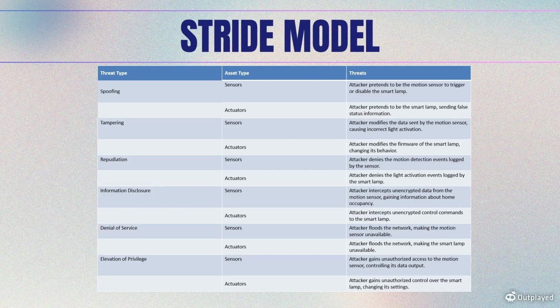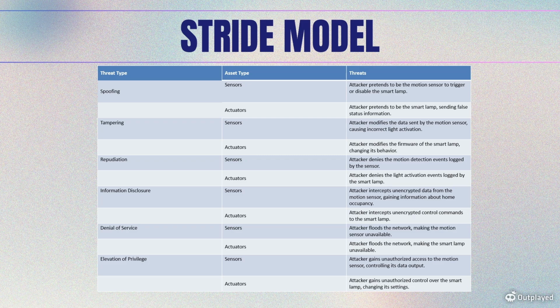Next, the STRIDE model. We have spoofing firstly. For sensors, the attacker pretends to be the motion sensor to trigger or disable the smart lamp. While for actuators, the attacker pretends to be the smart lamp, sending false information. Next, tampering. For sensors, the attacker modifies the data sent by the motion sensor, causing incorrect light activation. Next, actuators. The attacker modifies the firmware of the smart lamp, changing its behavior.